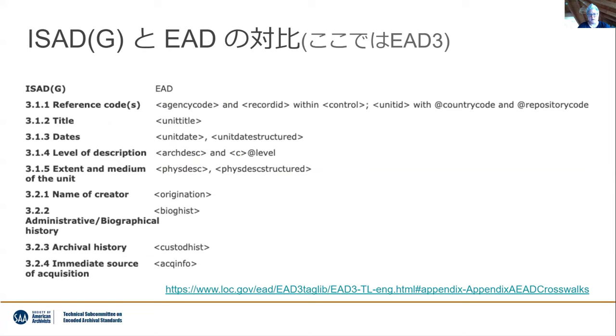There also is something that we call a crosswalk from ISAD(G) to EAD. So if you're starting out and already have a little bit of knowledge about ISAD(G), you might want to have a look at this crosswalk. In this case, it's the crosswalk towards EAD 3, which we are talking about today. And that already gives you a little bit of an indication of where specific pieces of information from ISAD(G) should ideally be encoded when using EAD. Next slide, please.